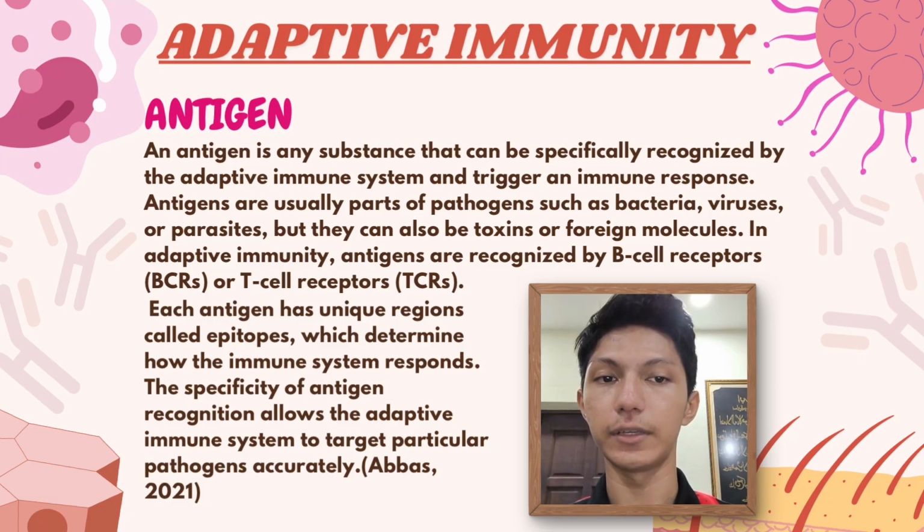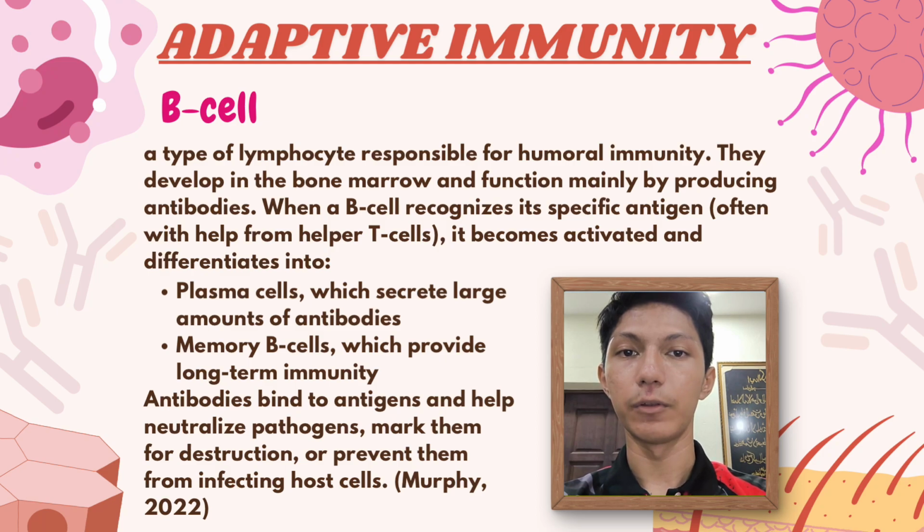Each antigen has unique regions called epitopes, which determine how the immune system responds. The specificity of antigen recognition allows the adaptive immune system to target particular pathogens accurately. Now, we will move on to the next part, which is B cell.